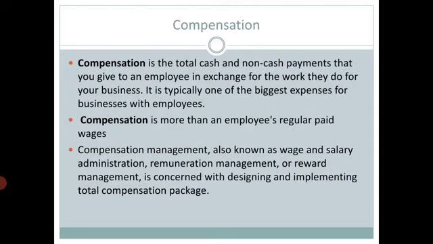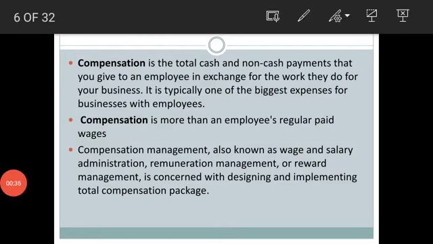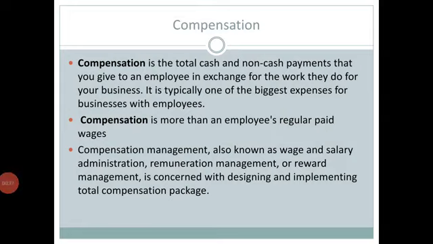What is compensation? Compensation is the total cash and non-cash payment that you give to an employee in exchange for the work they do for your business. It is typically one of the biggest expenses for a business with employees.